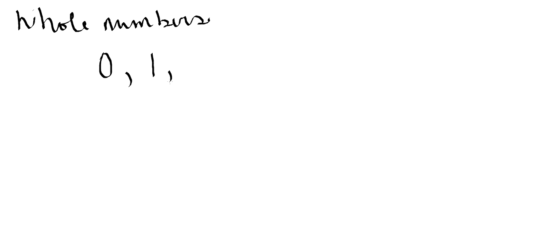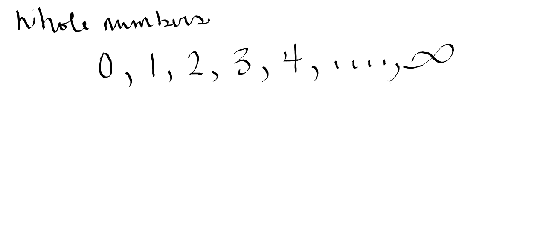Okay, so first of all, the whole numbers. These are what we think of as the positive numbers including 0. I say including 0 because 0 is not positive, it's not negative, and that they keep going on forever. Okay. We're also going to use the integers.